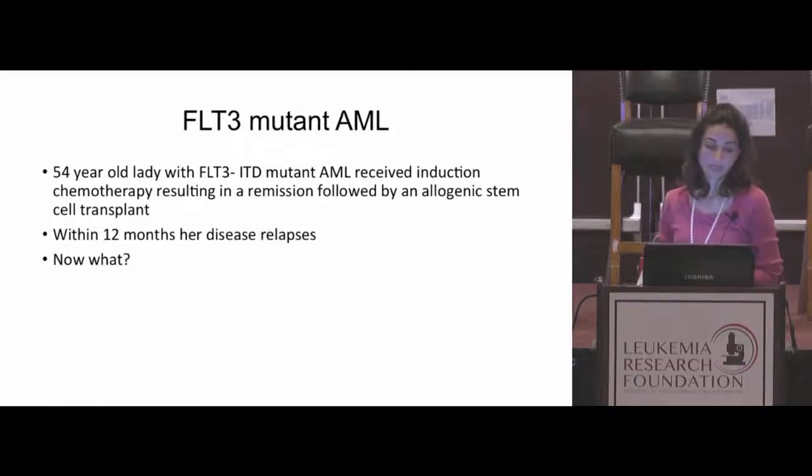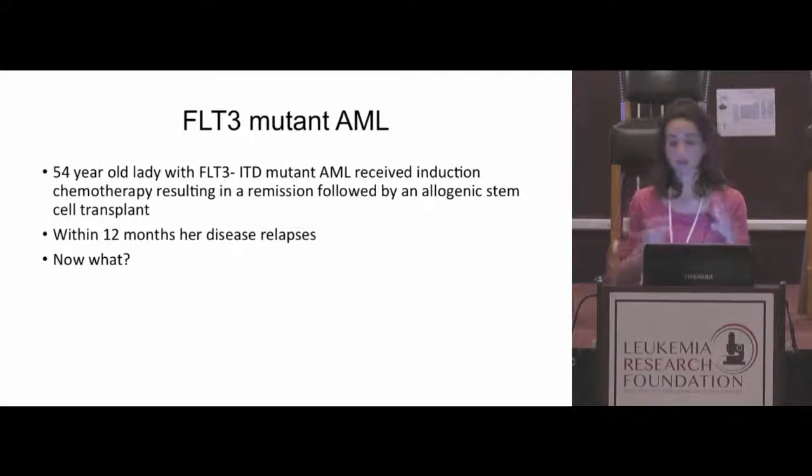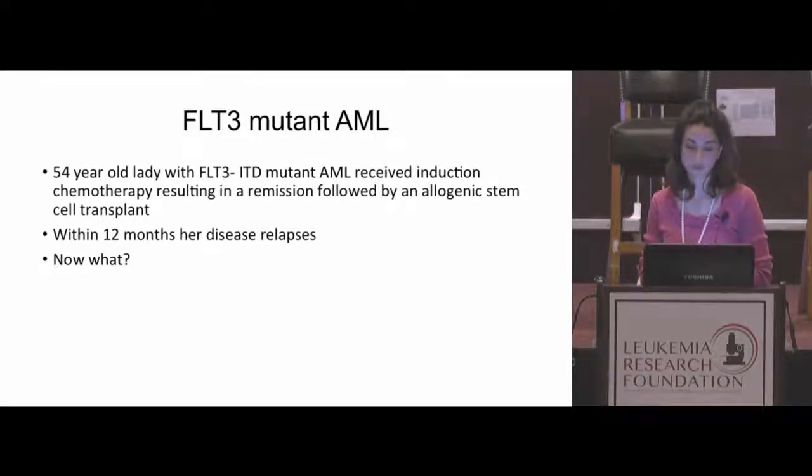So we had a patient who was 54 years old when she presented with a FLT3 internal tandem duplication. That's the kind of mutation that's found most commonly. And she received standard induction chemotherapy, and knowing that she was at high risk of relapse, was quickly triaged to a bone marrow transplant. However, within 12 months following her transplant, her disease did relapse. And the question is now, what do we do?